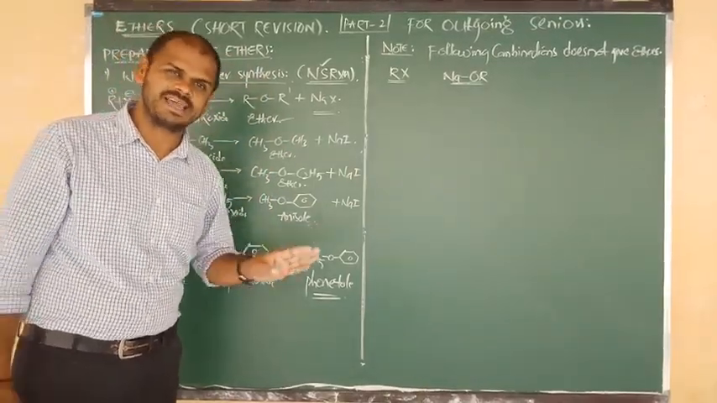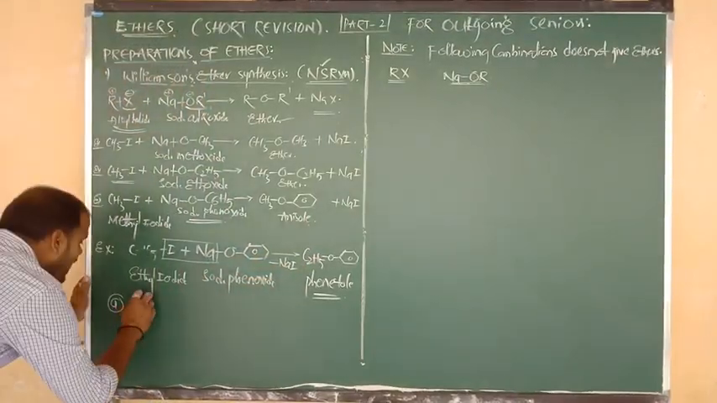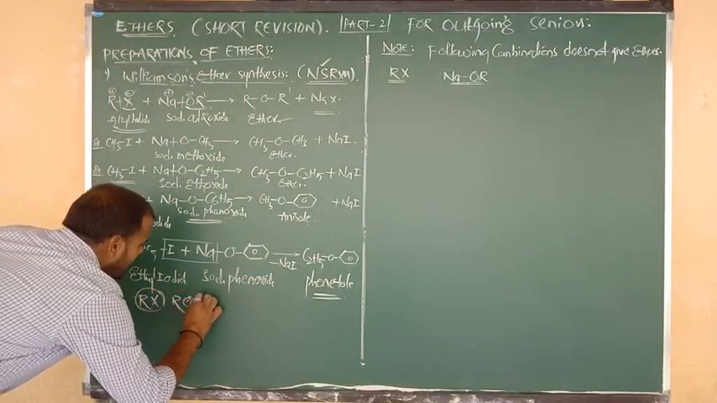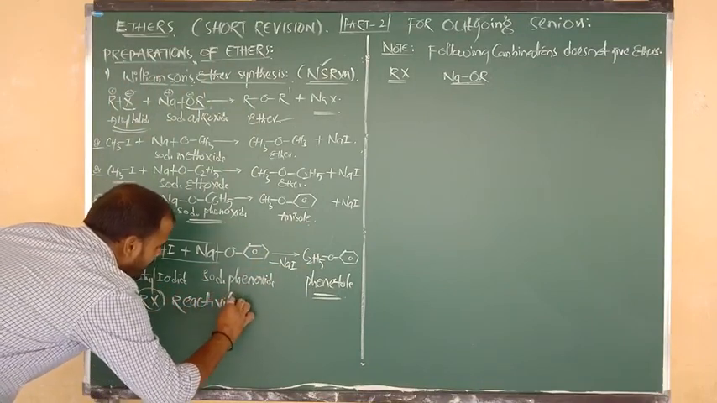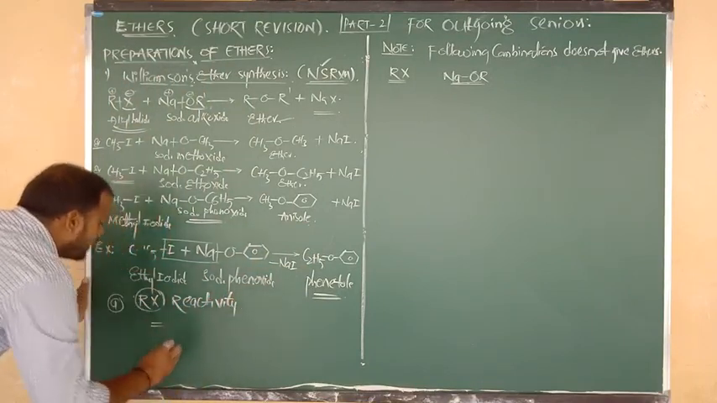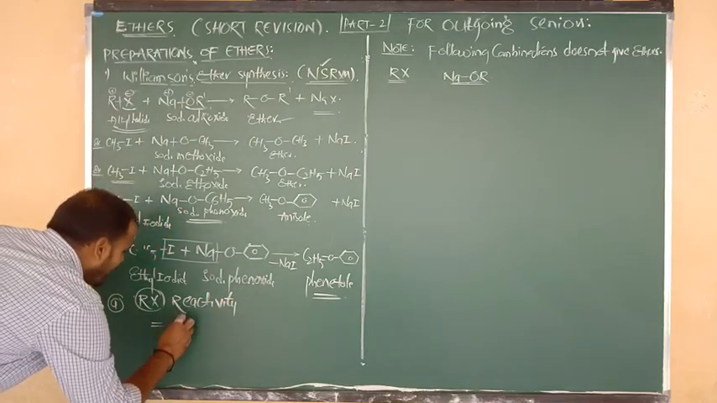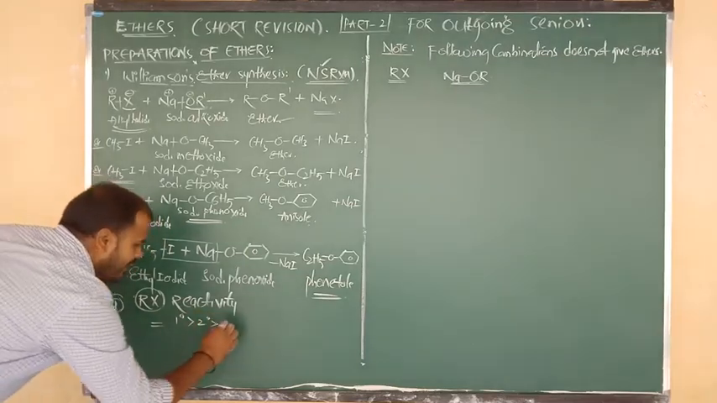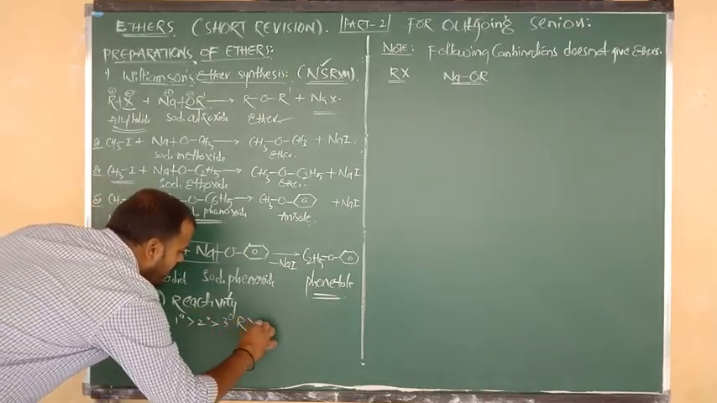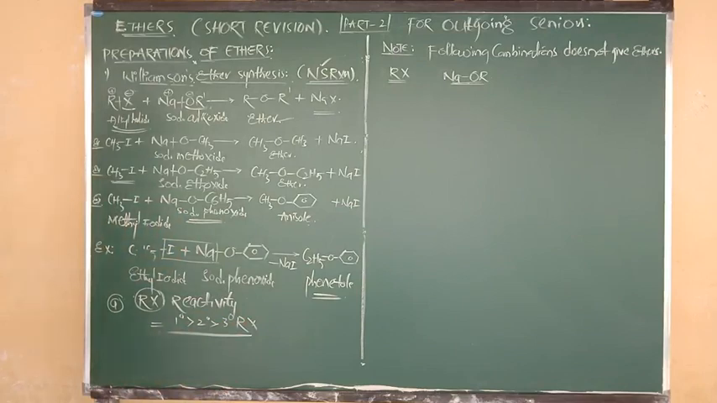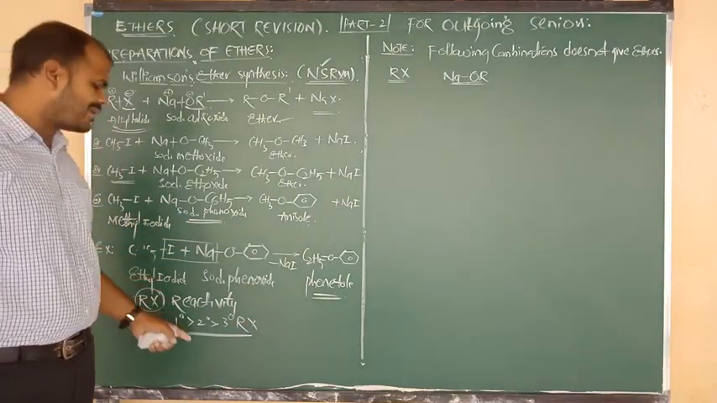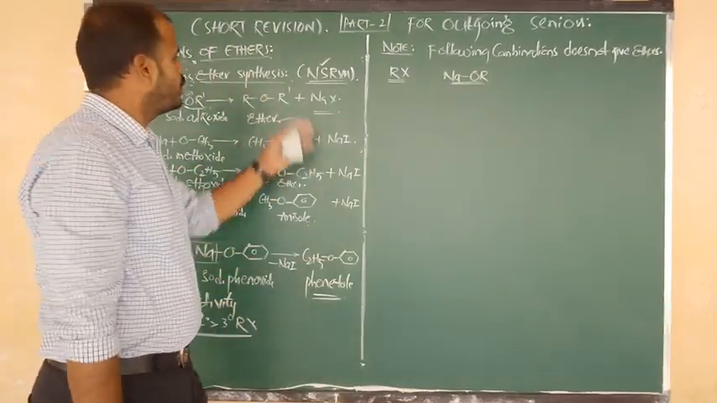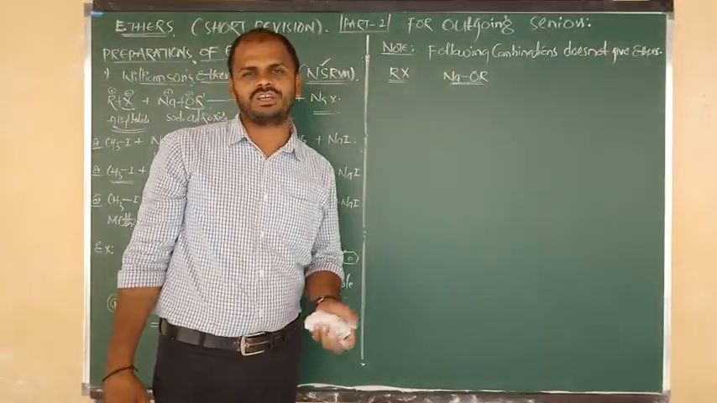I hope you understand. Good. So which alkyl halide is more reactive, beta? RX reactivity means alkyl halides' reactivity. So which alkyl halide is more reactive? Primary alkyl halide. After that we write secondary alkyl halide, and next we consider tertiary alkyl halides. This is the order of reactivity of alkyl halides towards the Williamson ether synthesis, and we can say towards the nucleophilic substitution reaction.